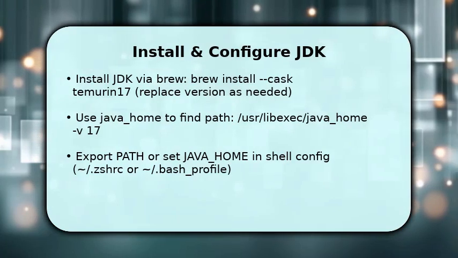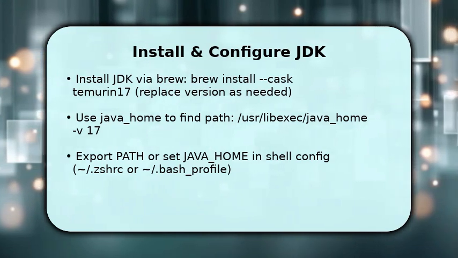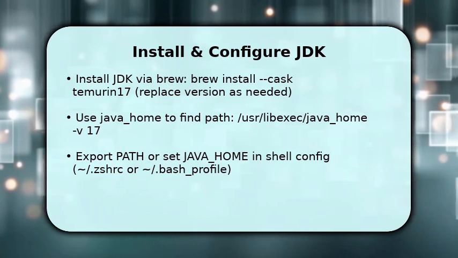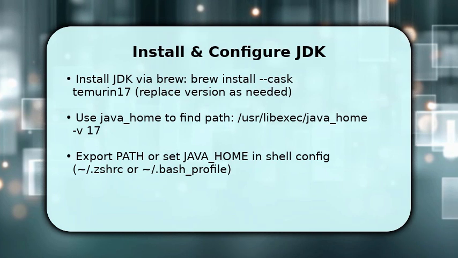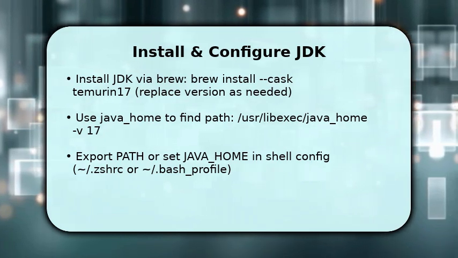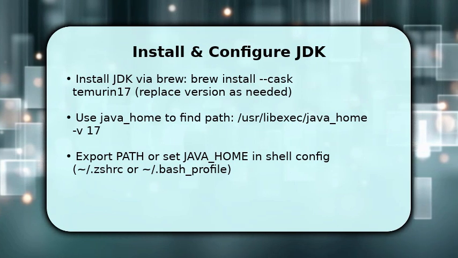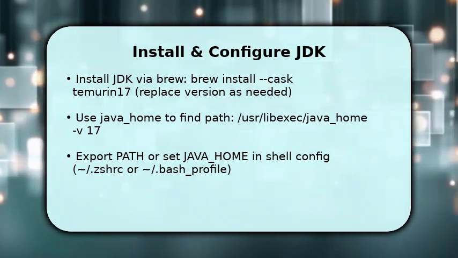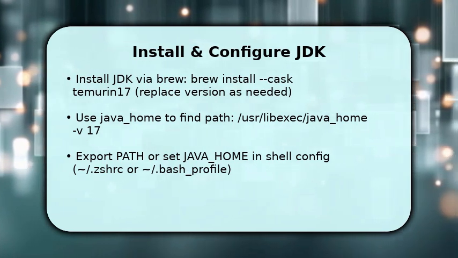You install the JDK and wire it into your shell. Use Homebrew: brew install --cask temurin17, or your chosen cask. Brew fetches and places the JDK in /Library/Java/JavaVirtualMachines. Next, run /usr/libexec/java_home -v 17 to get the precise JVM path.